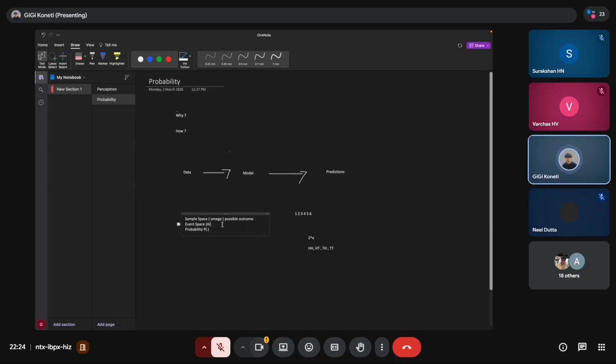And event space क्या है? It is that subset, power set of omega. Right. So is this clear up to now?